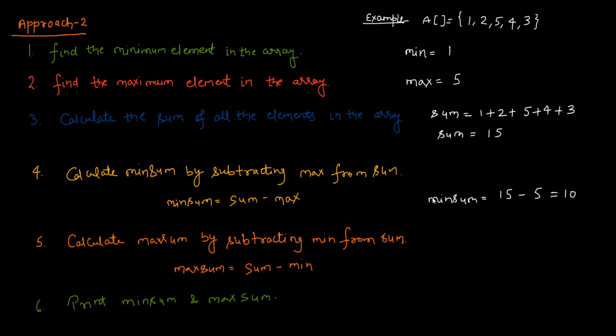In the same way, we are going to calculate the max sum. So we are subtracting the minimum from the sum, so we'll get the max sum. And finally, we'll print the min sum and max sum.